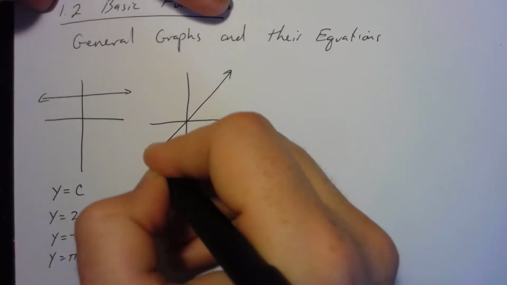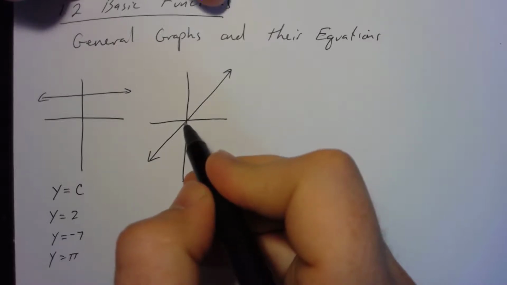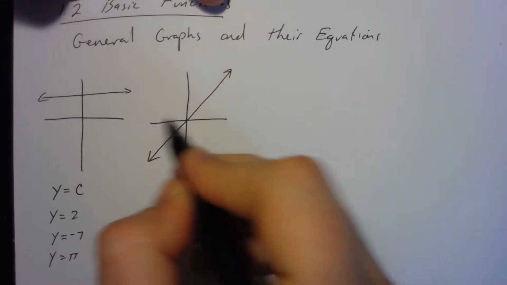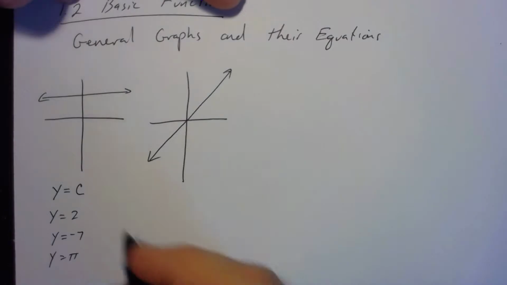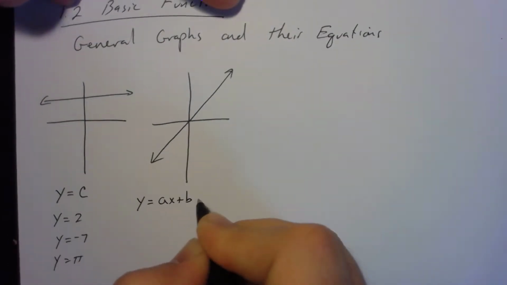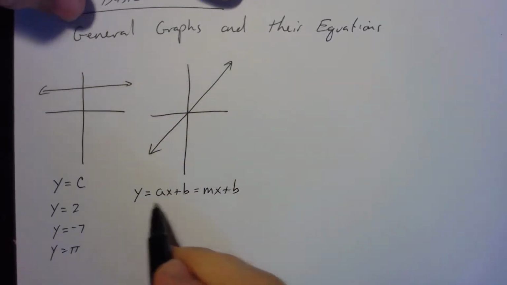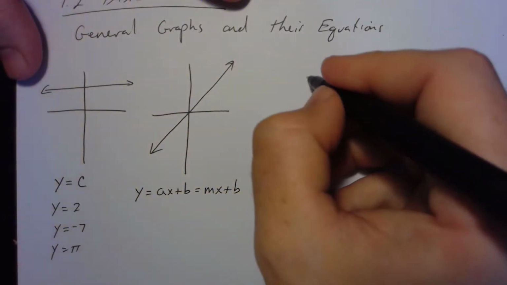Linear graph looks something like this. Okay, it passes through the origin in a generic case, but it can pass anywhere along both x and y axes. The general equation for this is y equals ax plus b. Sometimes you'll notice it as mx plus b, which is what we've seen in the past, but this is the general equation.